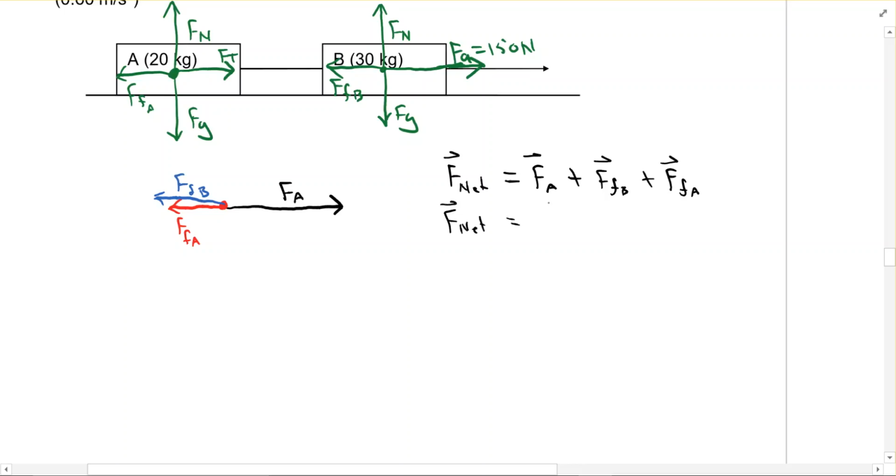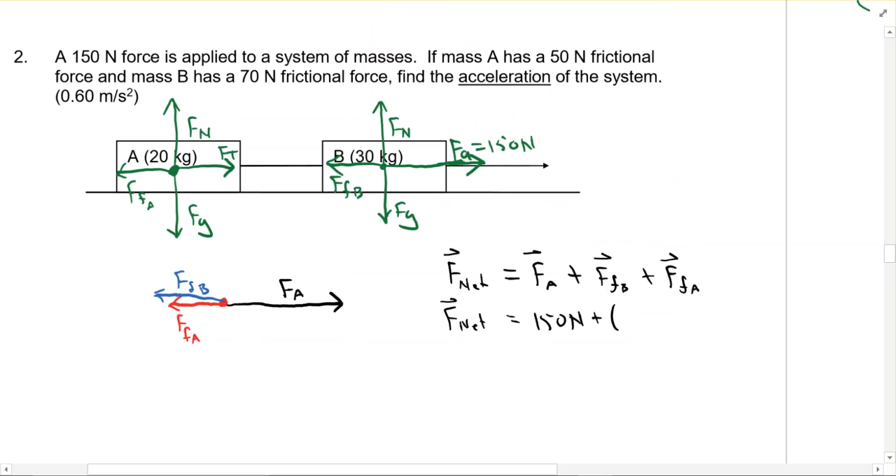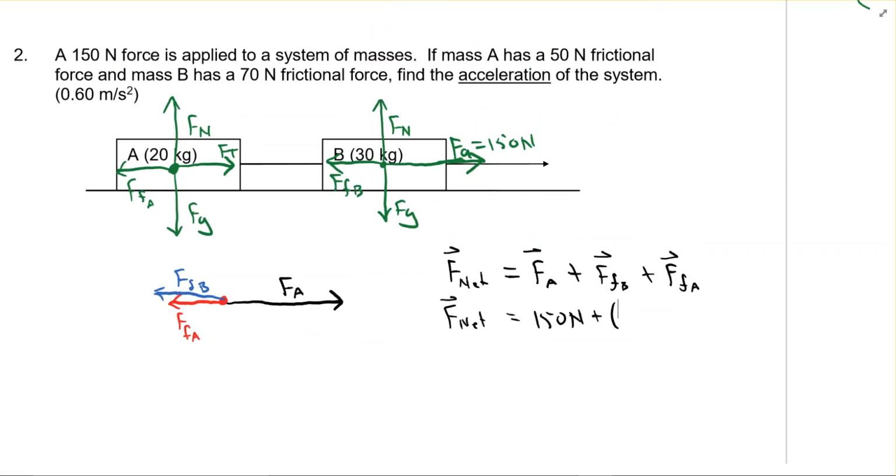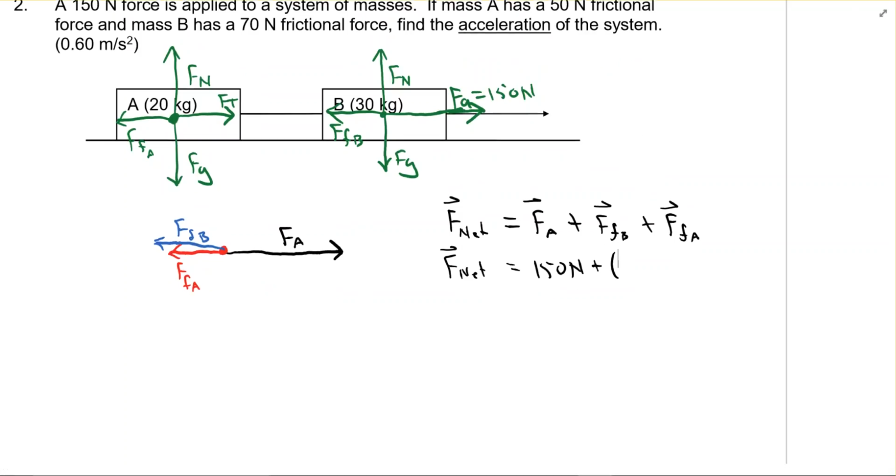So force of friction A was positive 150 newtons. And then plus, now the force of friction were in the negative direction, so force of friction B, it says mass A has entered mass B 70. So 70 newtons, oh sorry, negative 70. And then plus negative 50 newtons. So the net force here is going to be 30 newtons in the positive direction.